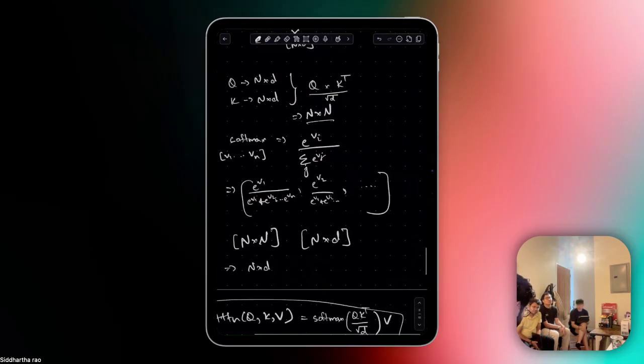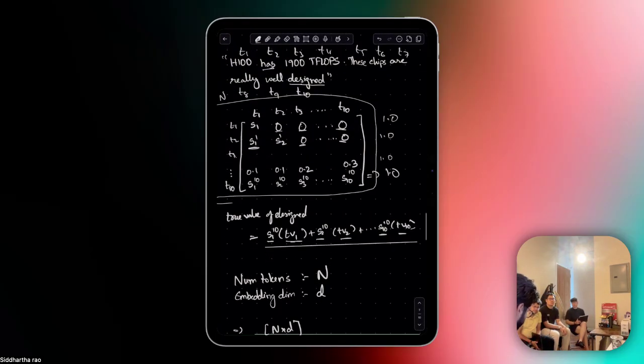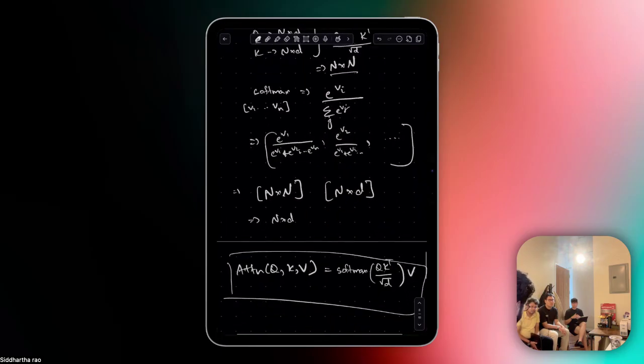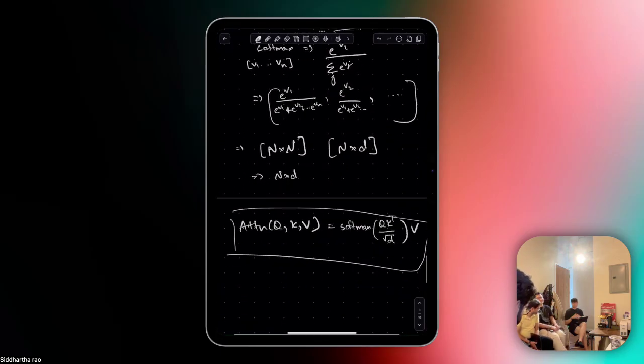The masked element is basically us saying that these are all zeros. So this score matrix is actually a lower triangular matrix. So that's what's happening. Is that clear? Any questions so far?